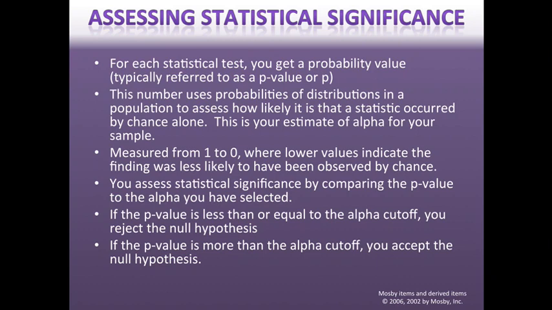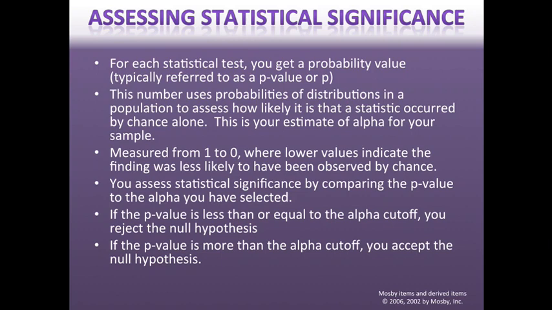So you assess the significance by comparing the p-value to the alpha that you selected, which is typically 0.05. If the p-value is less than that number, you reject the null hypothesis. If the p-value is above the alpha cutoff, then you accept the null hypothesis, which is saying there's no relationship between the two. So that's just how you assess statistical significance.